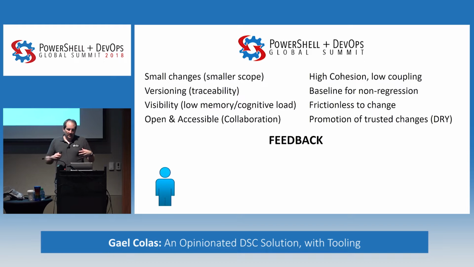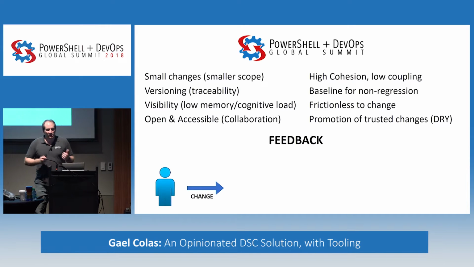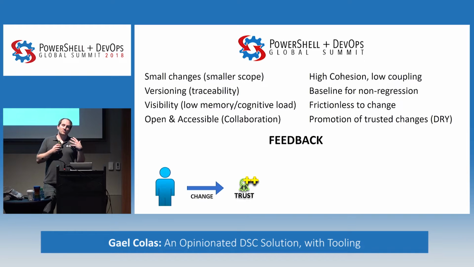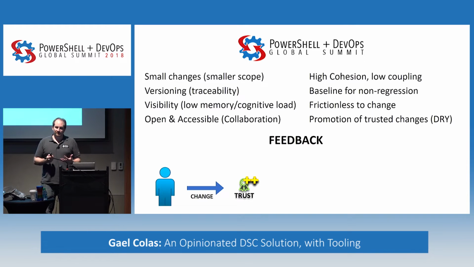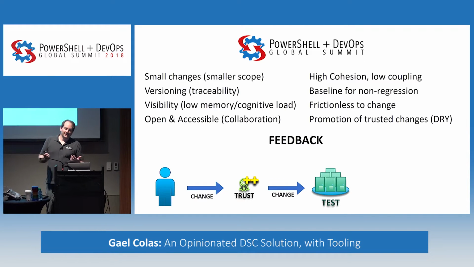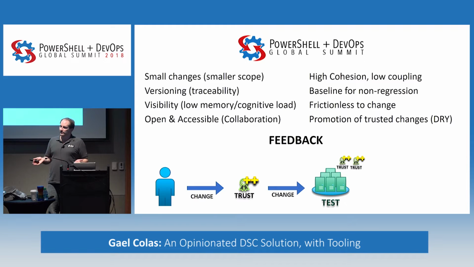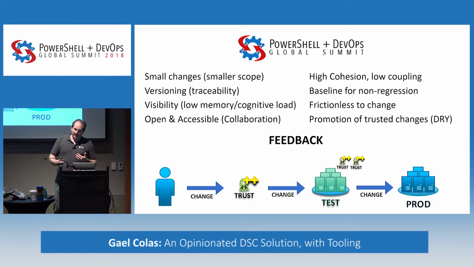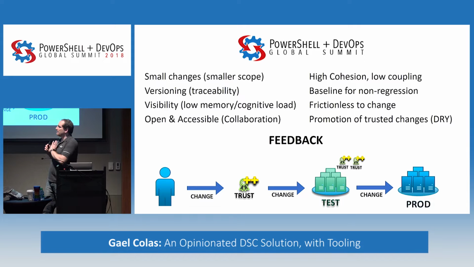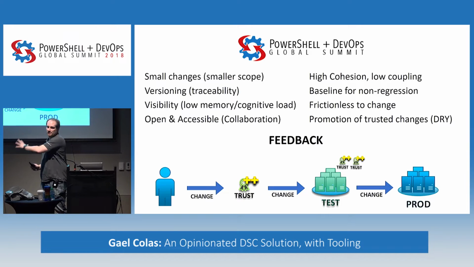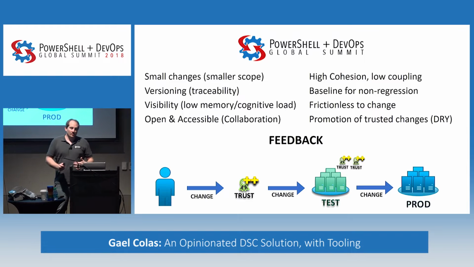So the idea is, as the human, you make a change. You want to build the trust into that change to make sure it's not completely stupid. And then you want that change to apply to test. And while it runs in test, if everything's fine, you build even more trust into that change. And then you want to get that change directly to prod. The human is on the left. He's making the initial change, but he doesn't have to touch it too much afterwards.